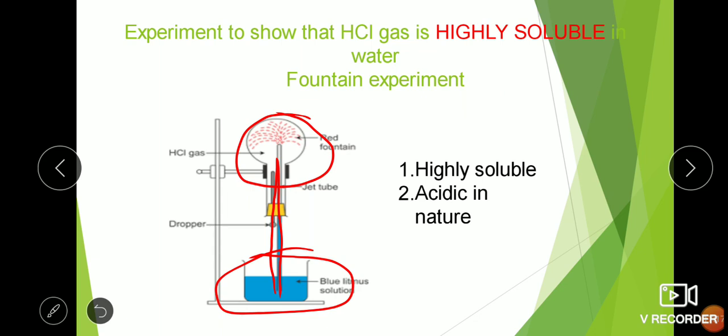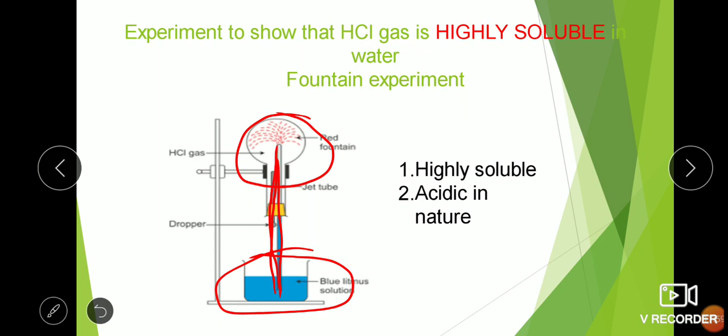Once you put 2 or 3 drops of water, please remember 1 volume of water can dissolve approximately 350 volumes of HCl. This 1 or 2 drops of water will dissolve approximately 700 equivalent volumes of HCl. If we take 1 drop as 1 volume, then for 2 or 3 drops we will have approximately 700 to 1000 volumes of HCl dissolved, due to which the pressure inside the flask will be reduced, and thus blue litmus will rise up in the jet tube.